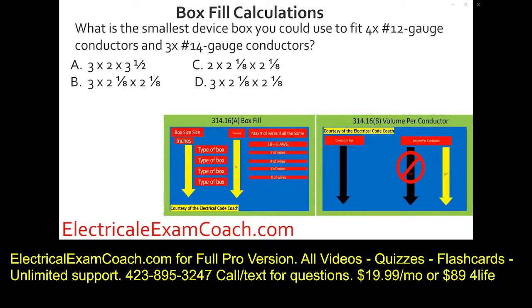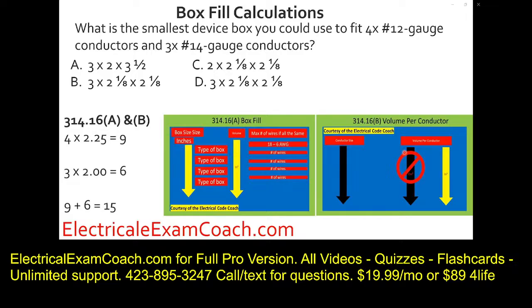What is the smallest device box you could use to fit 4 12-gauge conductors and 3 14-gauge conductors? For this one, we're going to be using tables A and B. Let's start over here in table B and get our total count. Then we'll go to table A and find which box fits it. We do the math on our 12 gauge conductors. We do the math on our 14 gauge conductors. These conductors are taking up 15 cubic inches.